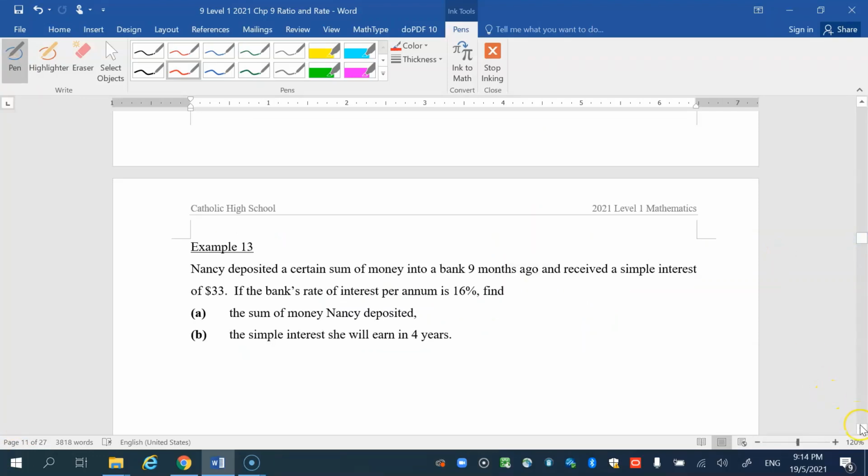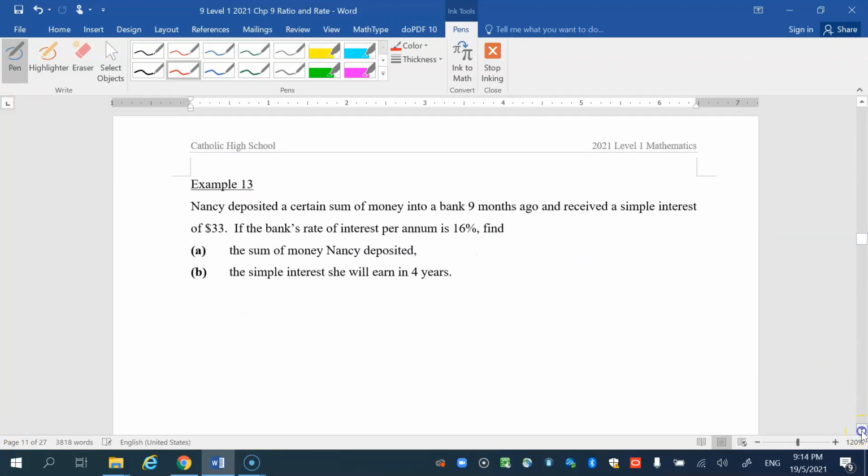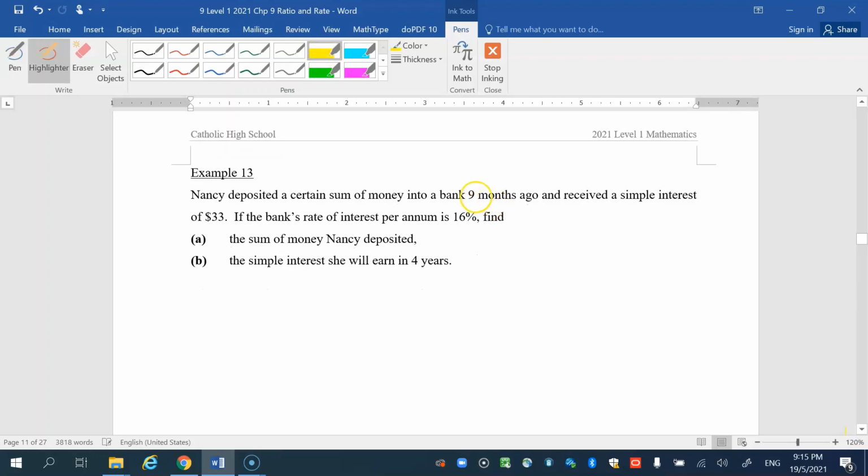Hey, Nancy deposited a certain sum of money into a bank 9 months ago. Okay, you may want to highlight the key points or the key terms. So 9 months ago, and received a simple interest of $33. If the bank's rate of interest per annum is 16%, find the sum of money that Nancy deposited. Okay, so they're asking for the principal amount. What is the principal amount? What is your P?